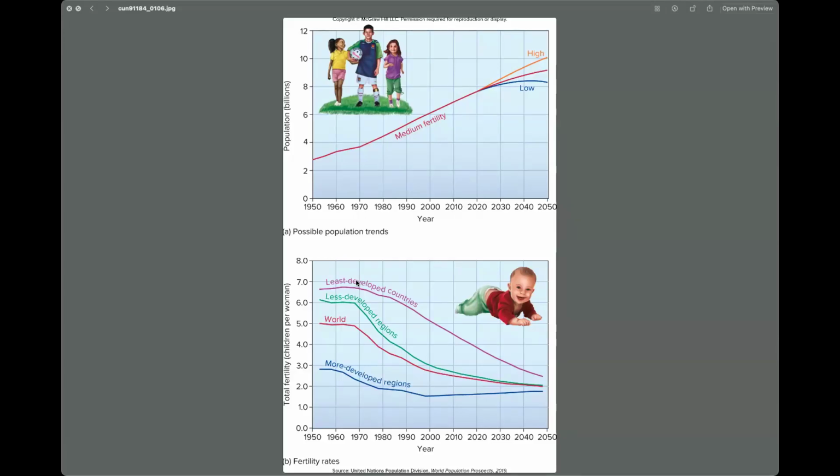It's reached what's called replacement rate. In other words, it's reached that magic number of 2. And that's happened in 50 years. It's phenomenal. As a decline in fertility, it is phenomenal. And it's also, in some ways, unexpected. But one of the factors that leads to declines in fertility is urbanization.